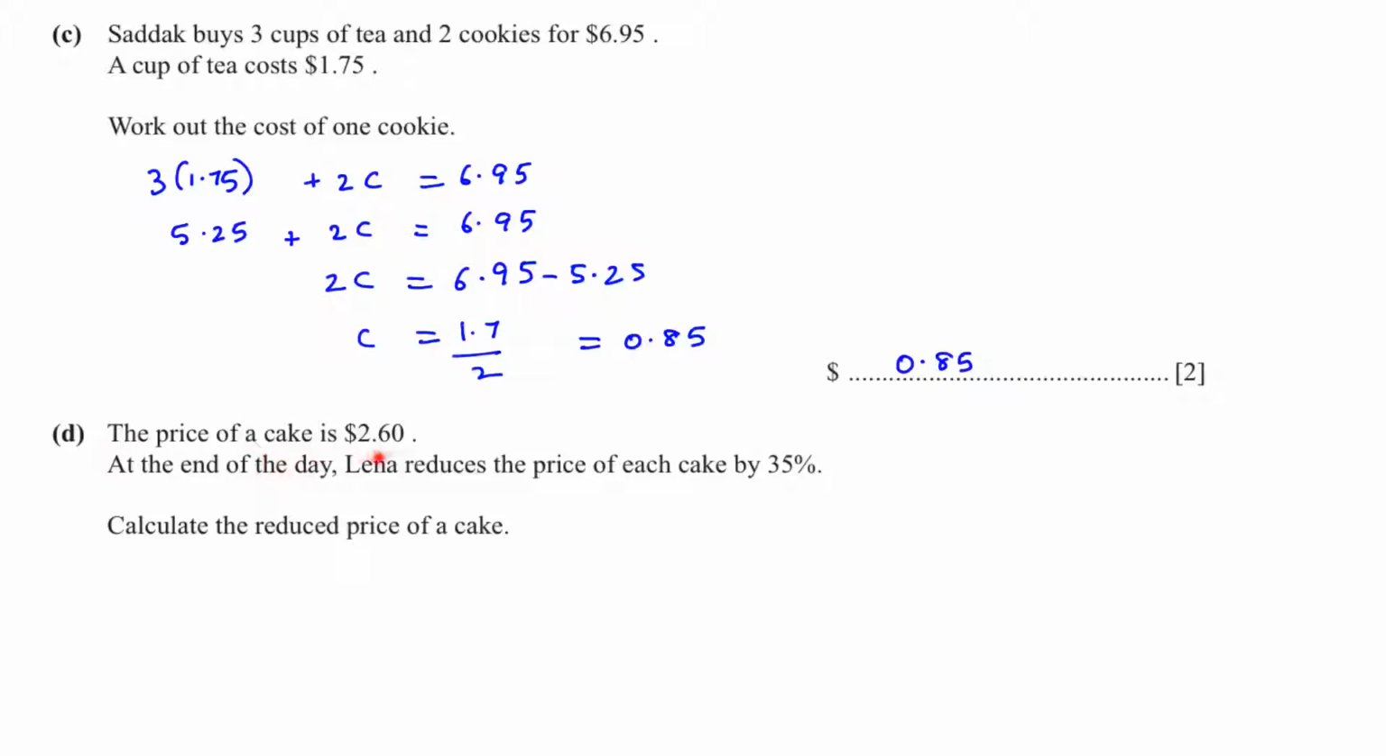The price of a cake is $2.60. At the end of the day, Lena reduces the price of each cake by 35%. Calculate the reduced price of a cake. If it is a reduction of a percentage, write 100 minus 35, which will give you 65%. We are going to multiply 2.60 by 65%. 65 divided by 100 is 0.65, and that will give us 1.69. So that is the reduced price of a cake.